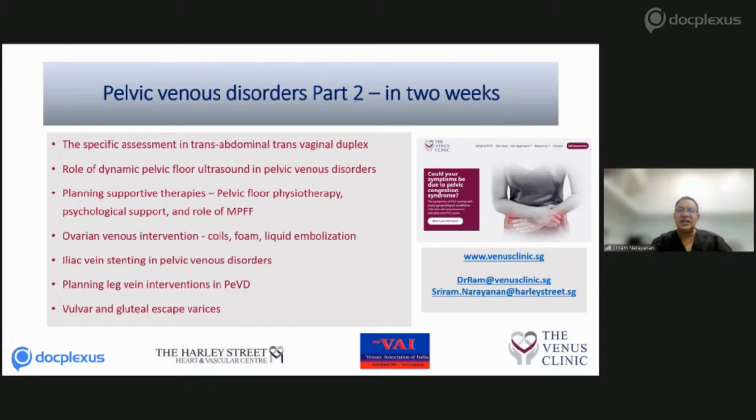So that is, in a nutshell, how you sort of tease out the symptoms, decide whether to go down the gynecological or the vascular route for patients with chronic pelvic pain and menstrual symptoms.